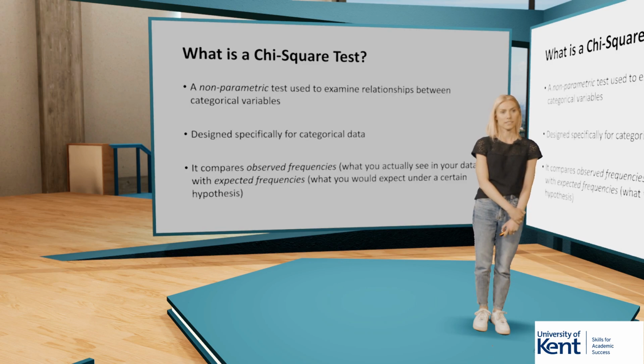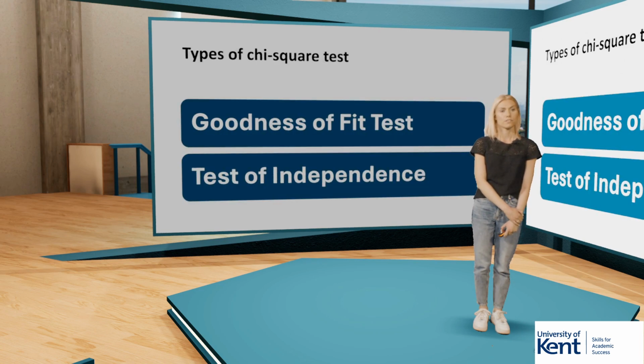The chi-square test is a non-parametric test, meaning it doesn't rely on assumptions about normal distributions. It's designed for categorical data like colours, nationalities or handedness, where we're counting how often things occur. We typically use a chi-square test when we want to compare the frequencies we've observed in our data with the frequencies we would expect to see under a specific hypothesis. There are two main types of chi-square test, the goodness of fit test and the test of independence.